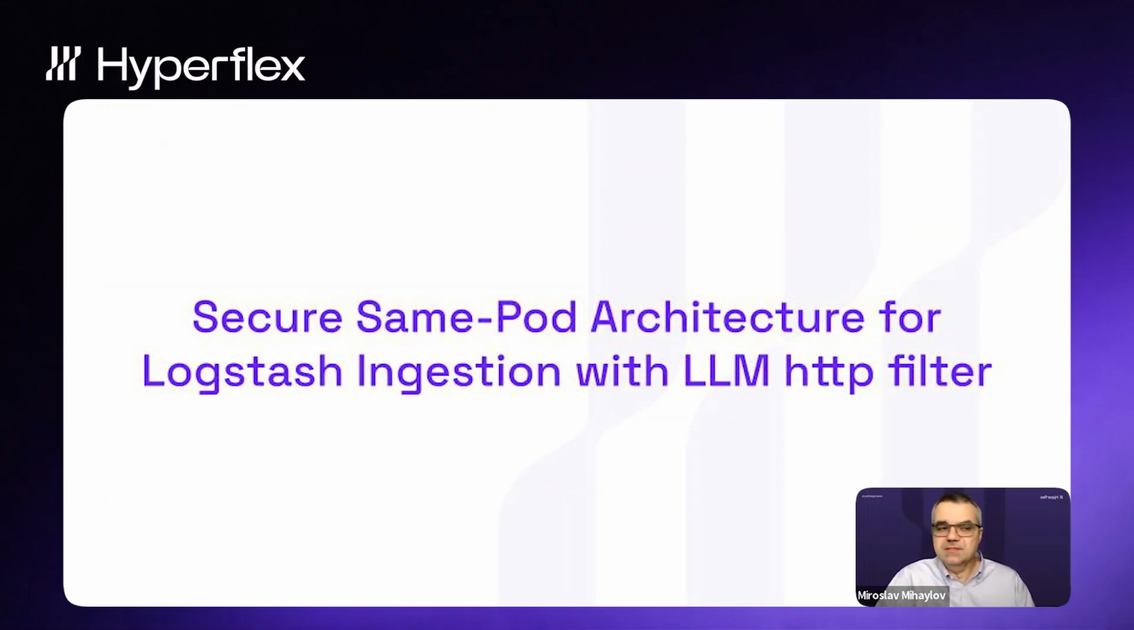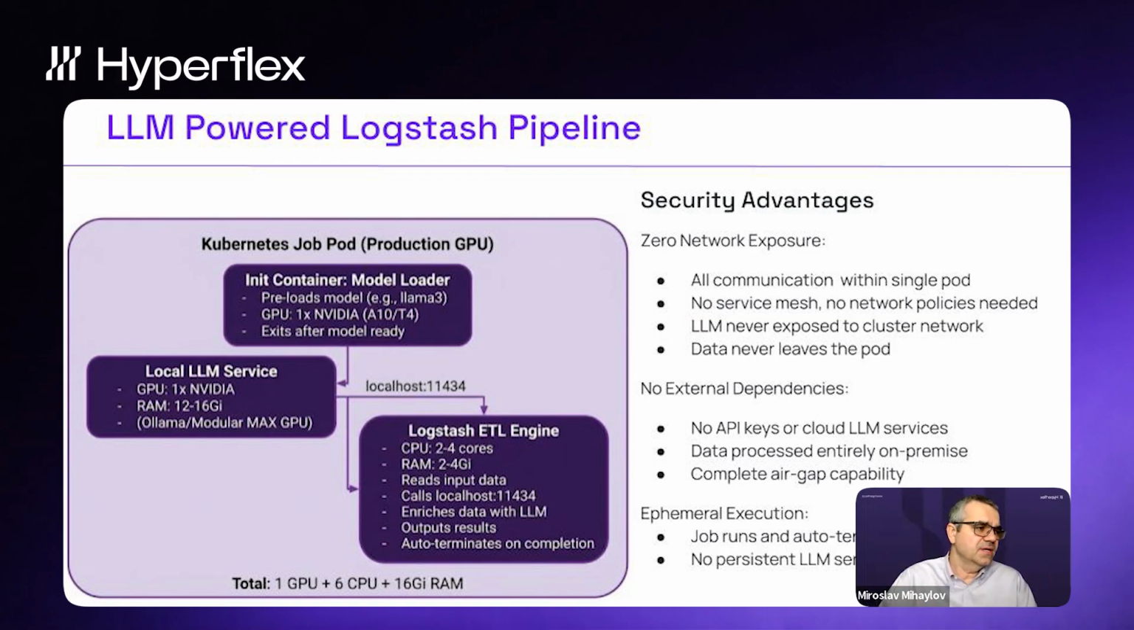And the final thing I want to present is the secure same-pod architecture for Logstash ingestion with the LLM HTTP filter. The idea here is that in Kubernetes, in the same pod, in the Kubernetes job, we collocate our Logstash with a local LLM service, meaning they all live in the same pod. This is a specific use case, but from a security point of view, it doesn't get more secure than that, meaning this is not exposed to the network.